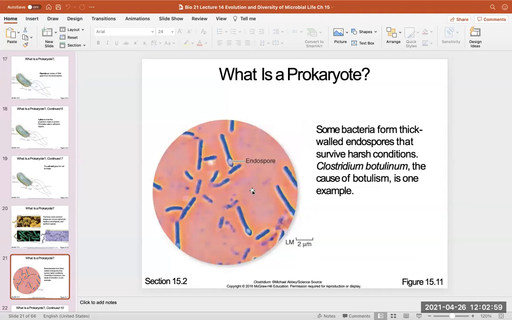They can make endospores. That means they take all their genetic material and put it in this endospore because they're dying. And then when the temperature is right, they can start dividing again and grow again. And I gave you an example of Clostridium botulism.